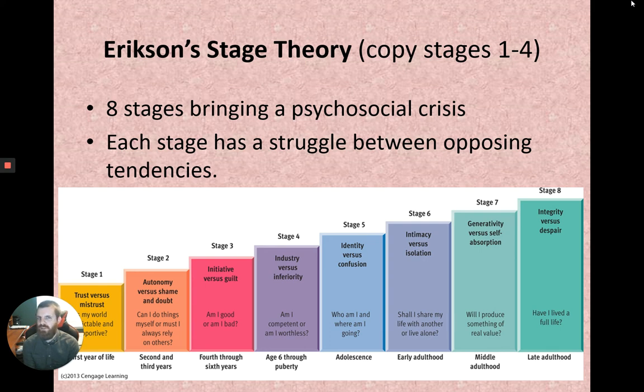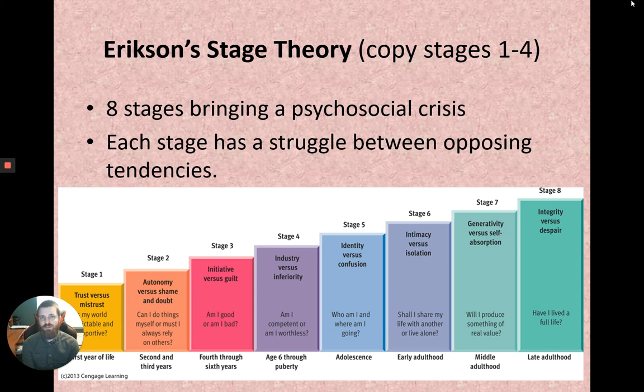Have I produced anything tangible that I'm leaving for, say, my kids or my family or for someone younger than me? Am I producing anything of value, or am I kind of stuck and stagnant? Those are your options. And then finally, I know this is long-winded, but stage 8 is integrity versus despair.